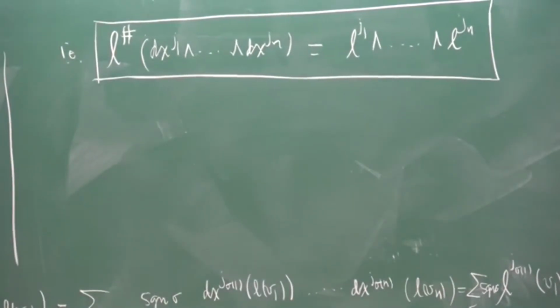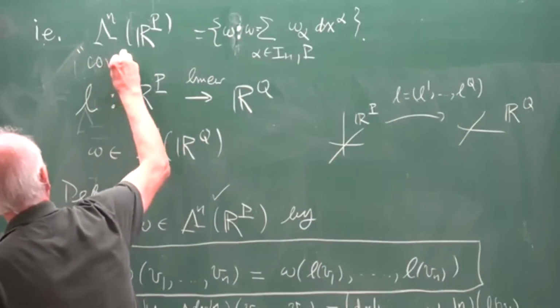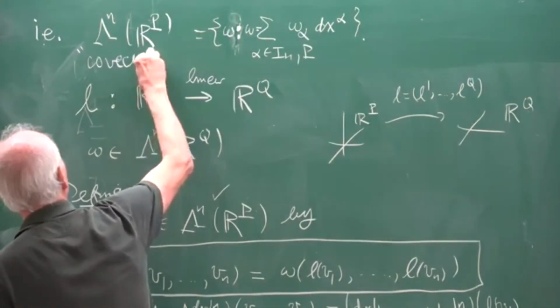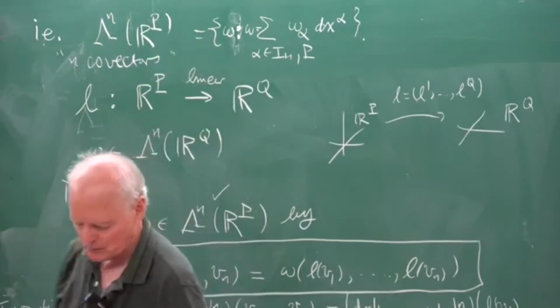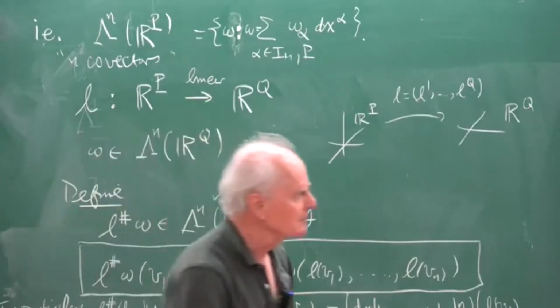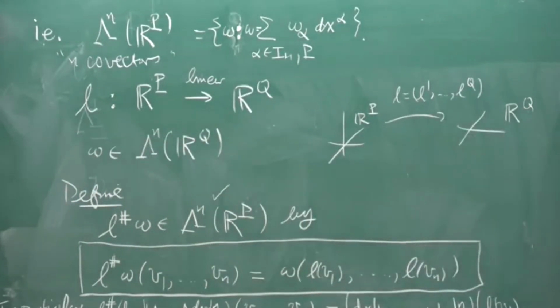Now there's also, we've got to talk about n vectors. These are covectors, these things in lambda n. N covectors, alternating n linear functionals. We also want to talk about n vectors, but we don't need to repeat everything.